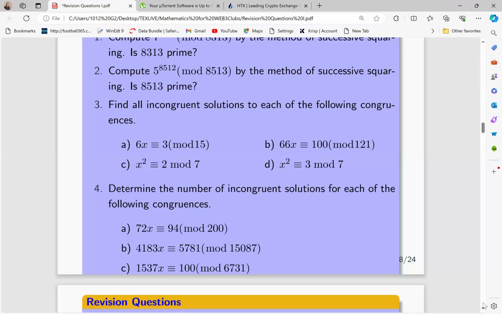Who is going first? We want to solve for x here. Who's going first? Question 3.